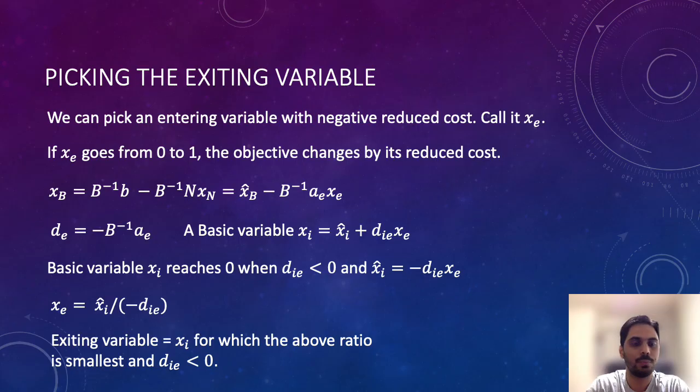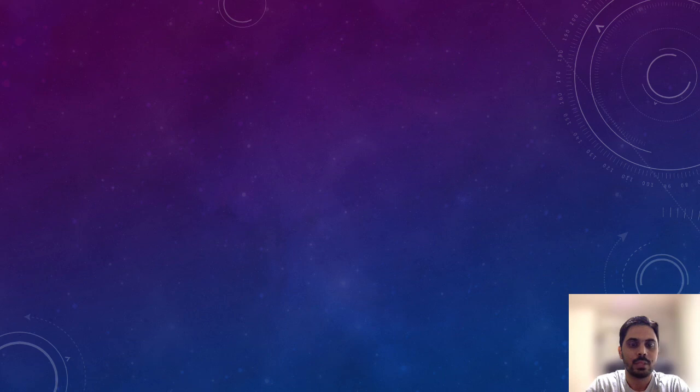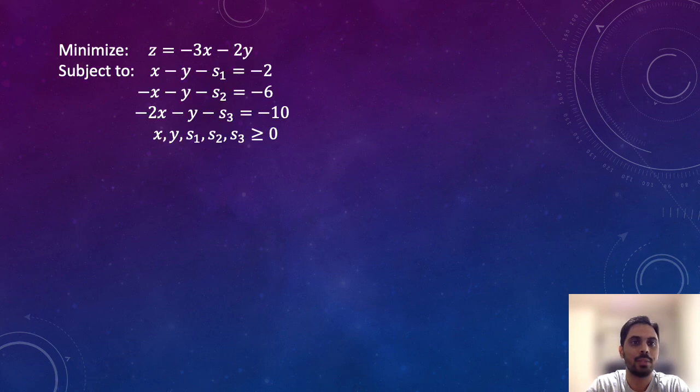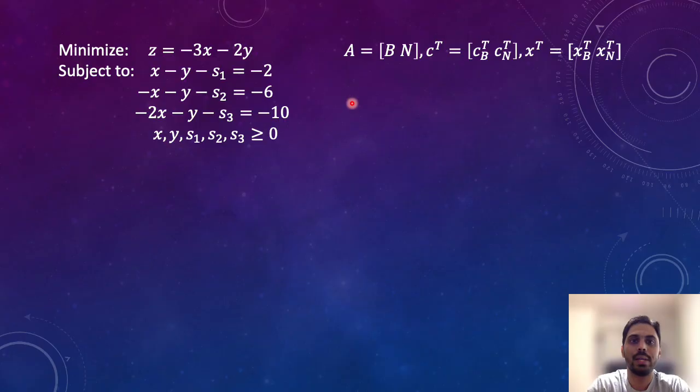So let's see how all these things apply in an example. Let's pick again the same example that we have been solving so far. It's minimize minus 3x minus 2y subject to x minus y minus s1 equal to minus 2, minus x minus y minus s2 equal to minus 6, minus 2x minus y minus s3 equal to minus 10, and everything greater than or equal to 0. We want to decompose our A, c and x into basic and non-basic parts. If you remember correctly, in our first iteration we chose s1, s2 and s3 as our basic variables, and x and y were our non-basic variables.